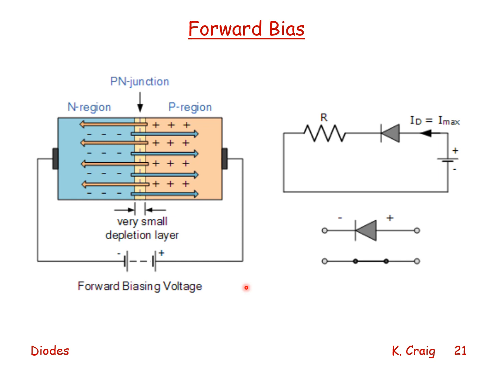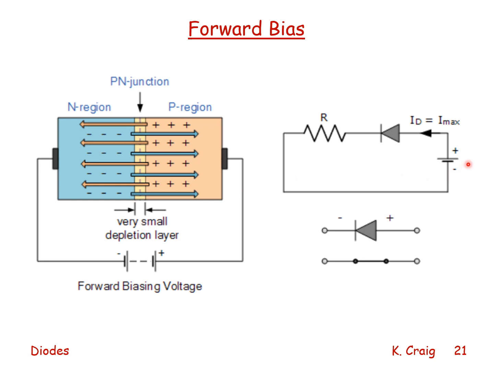When the diode is forward biased, the positive side of the battery is connected to the P region, and the negative side is connected to the N region. We see the negative charge carriers go from the N region to the P region. Positive charge carriers go from the P region to the N region. And we have current flow. The depletion layer gets very, very small.